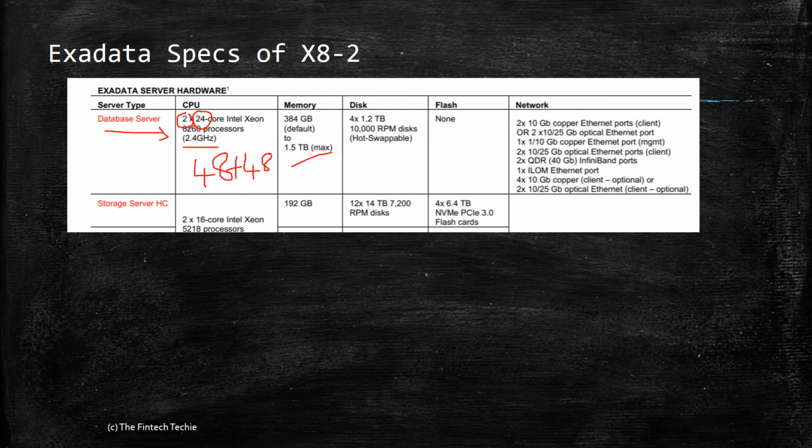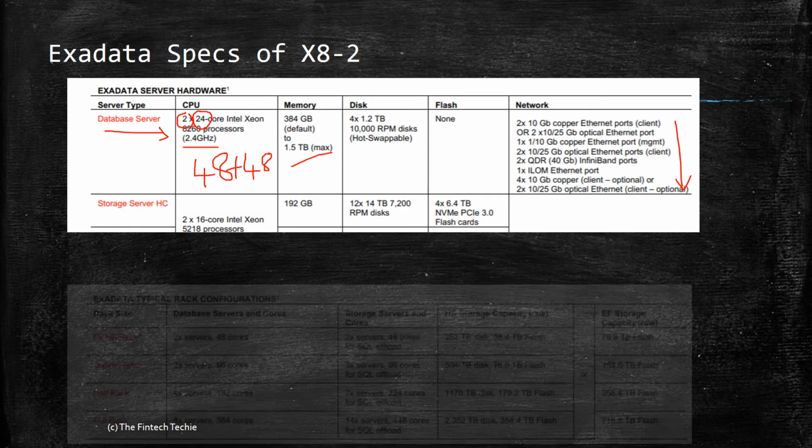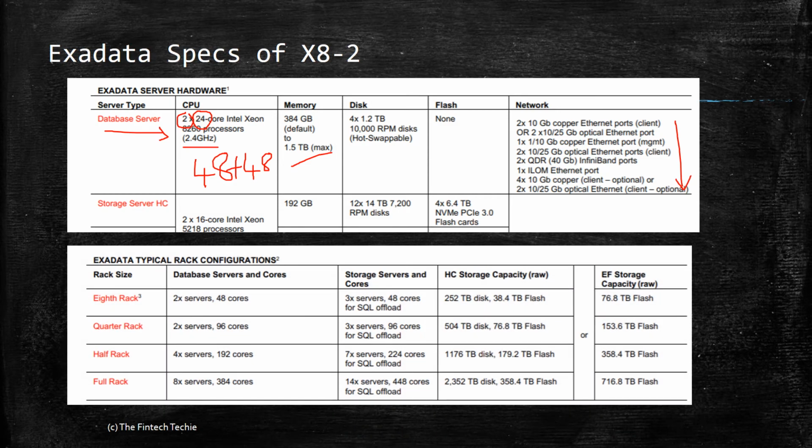Then obviously there's a disk and some other network jargon here. And then obviously it comes with a storage server as well. We'll not go deep into the storage aspect of it. So now what are the configurations available? You can have an 8th rack and a quarter rack. In both of them, you have two nodes.